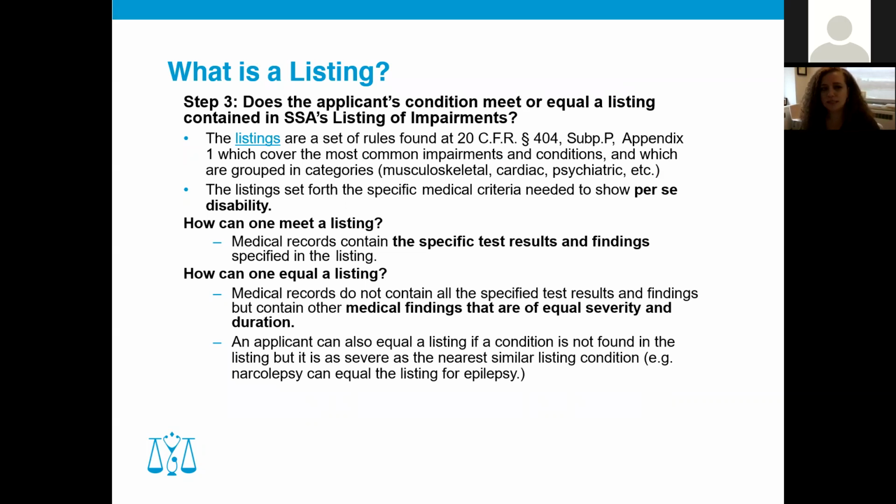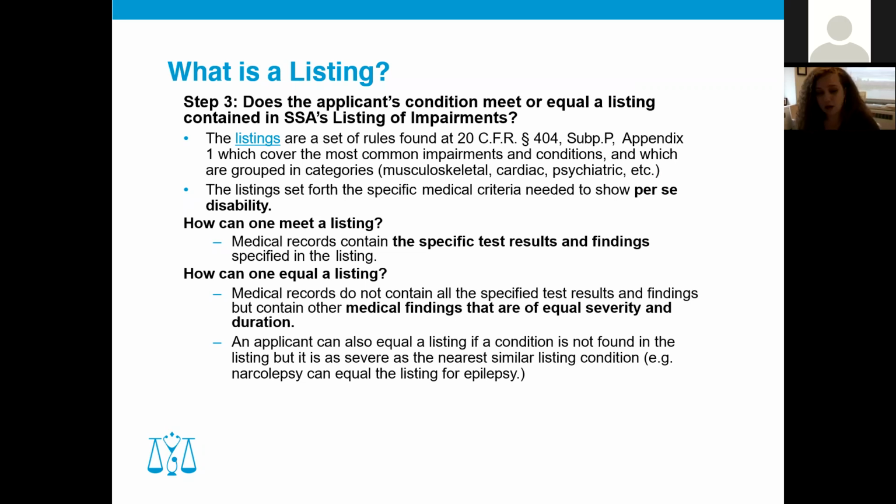So what is a listing? Listings are a set of rules which cover the most common impairments and conditions, and which are grouped into categories. They could be musculoskeletal, cardiac, and one of them is cancer. The listing sets forth a specific medical criteria needed to show per se disability. So basically, if a person meets that listing, they're found disabled per se. But in order to meet a listing, medical records must contain the specific test results and findings that are specified in a listing.